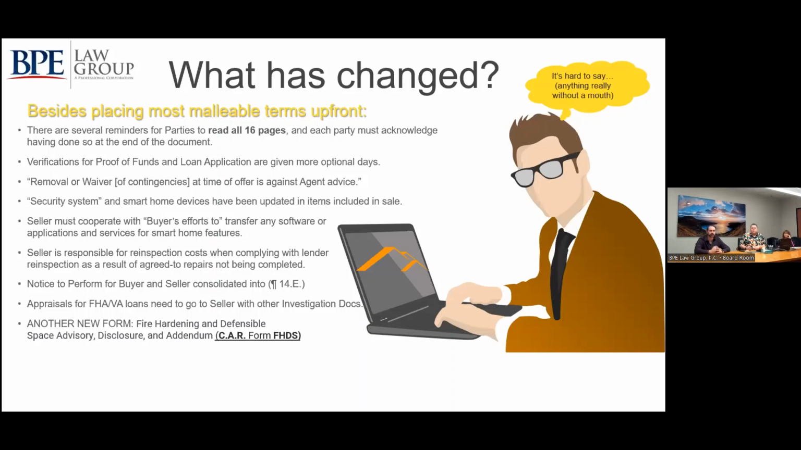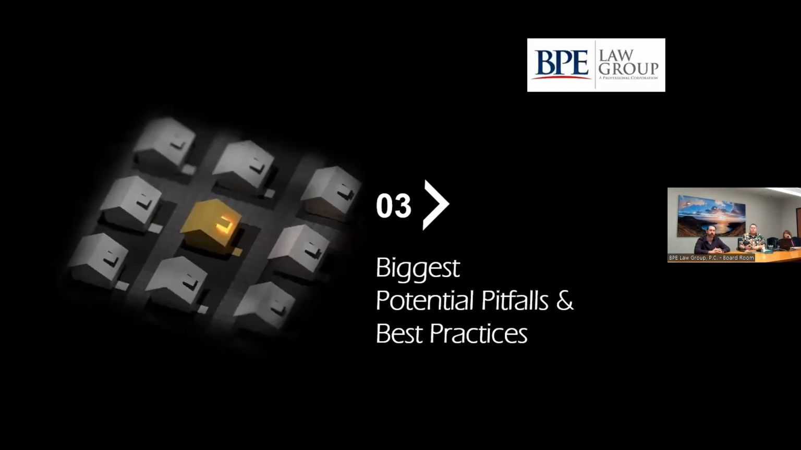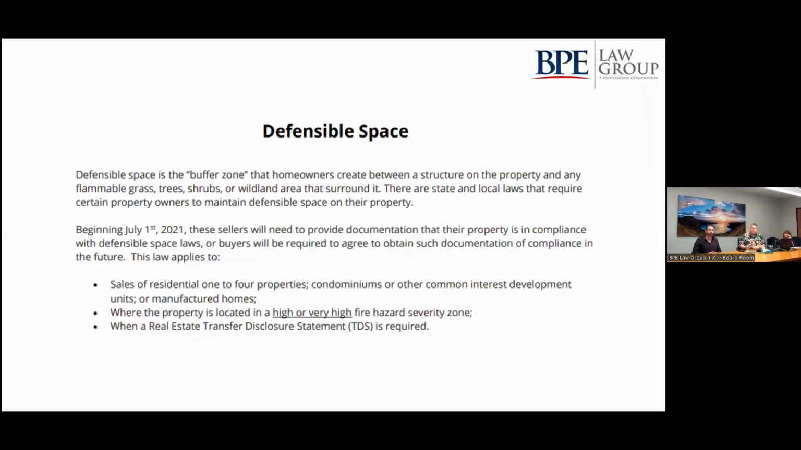And then as you'll see on there, a couple more things. We have the appraisals for FHA and VA loans need to go to the seller with the other investigation documents. And then lastly, there's the new form, fire hardening and defensible space advisory. You skipped over that. There we go. And so here's just a little excerpt from C.A.R. on it.